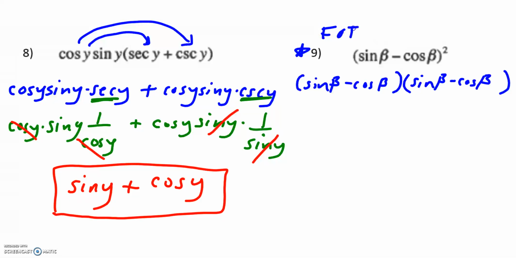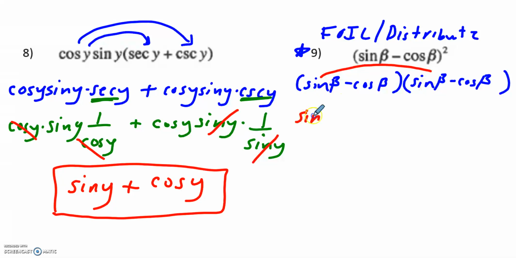Please remember or write yourself a note that this is FOIL, or the distributive property, and it's not just raising things to the second. So let's go through this again. I might run out of some space, so bear with me. If we multiply sine of beta times sine of beta, that's sine squared beta. If I multiply sine beta times negative cosine beta, that's negative sine beta cosine beta.